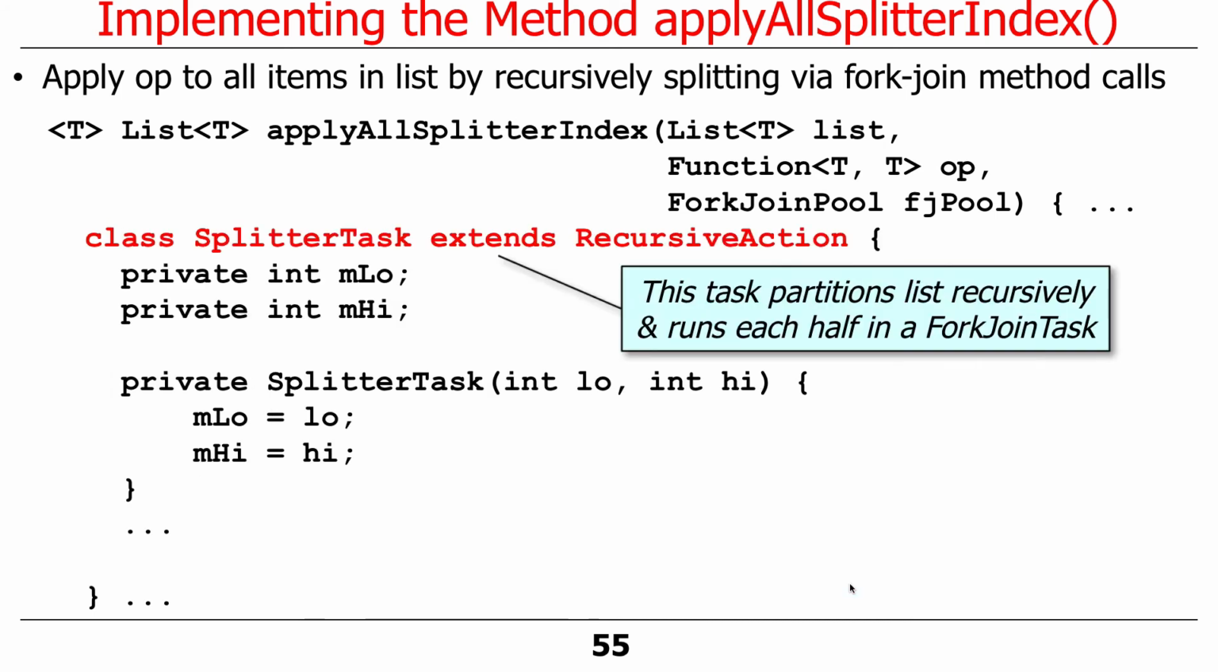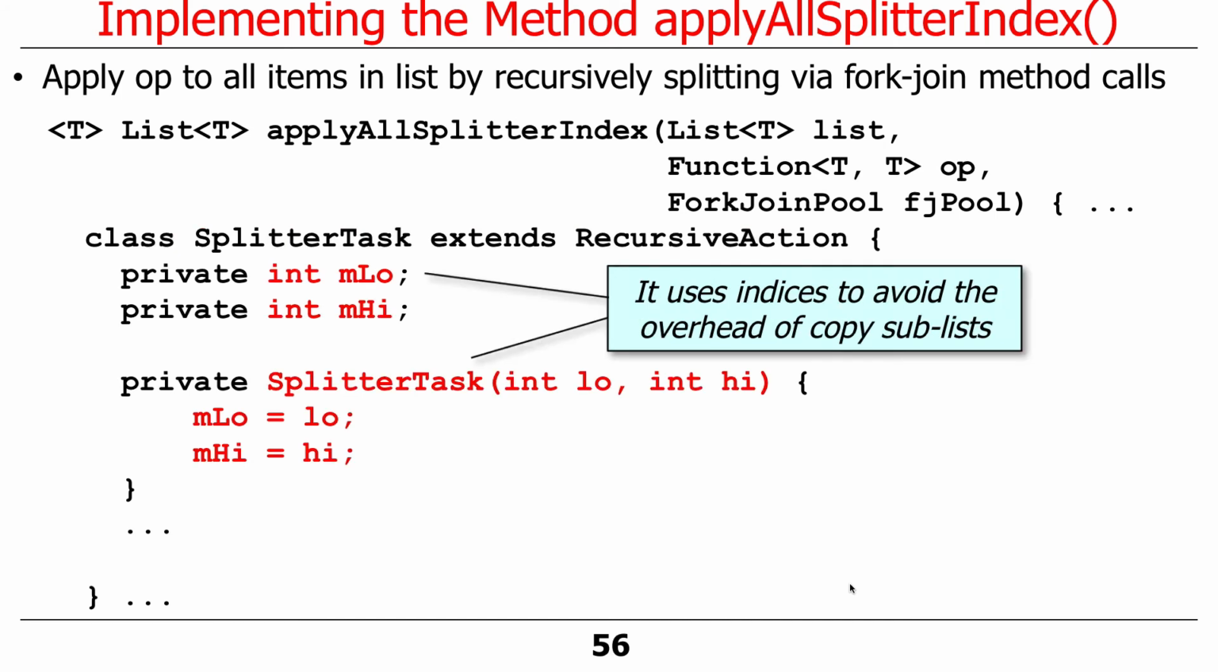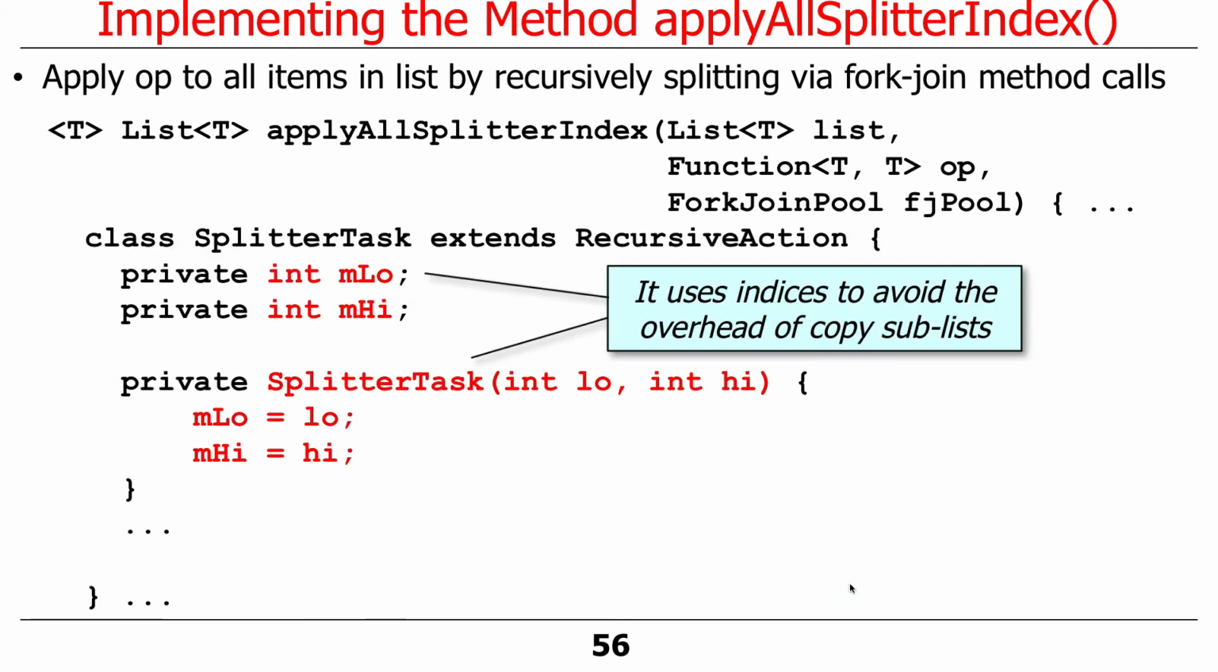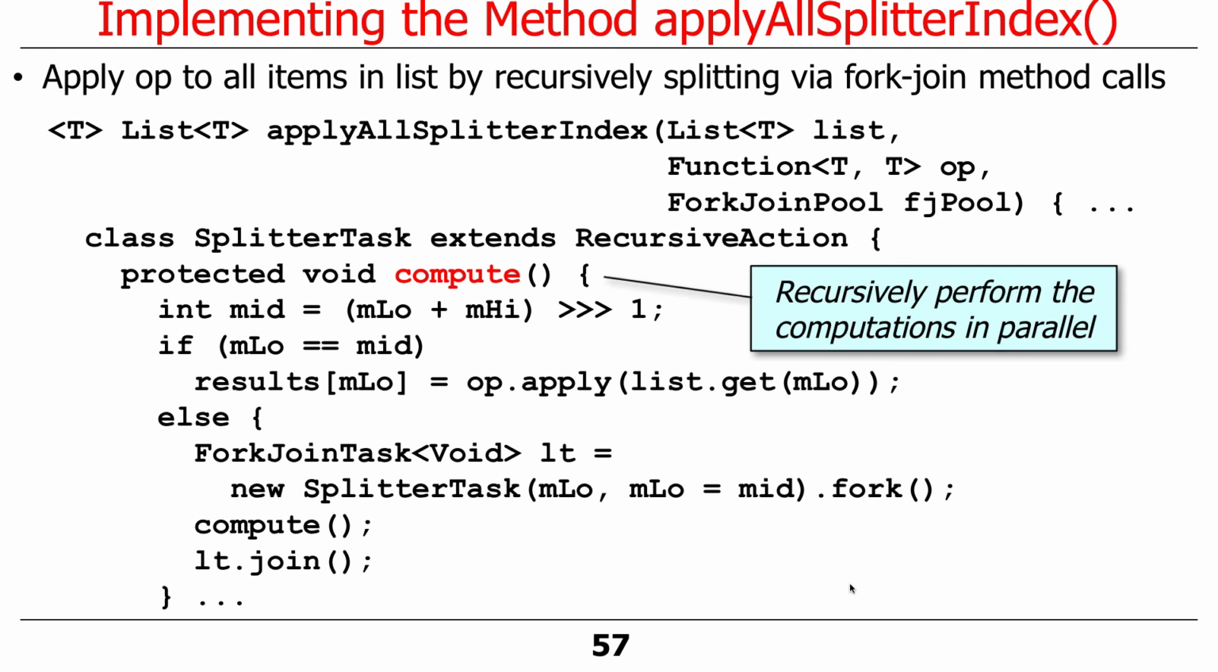All right, here's splitter task. So splitter task extends recursive action. And you can see that splitter task, unlike the splitter task we had before, keeps the indices, not the actual contents of the sublist. So it just keeps the indices, which are indices into this array of results. So we store those things, and here's the compute method. This is all going to be done in parallel.